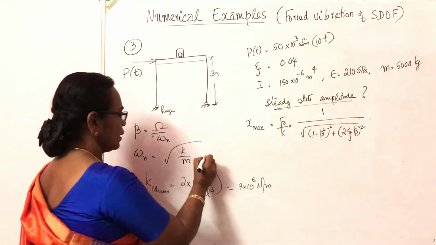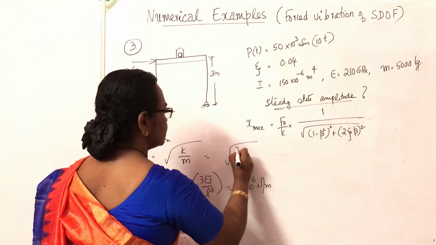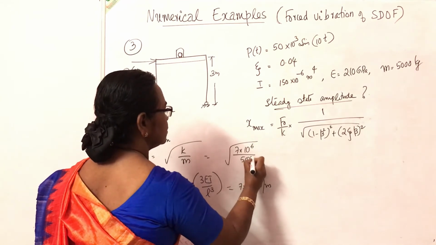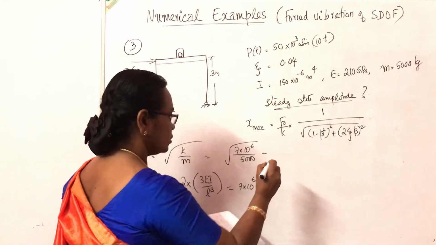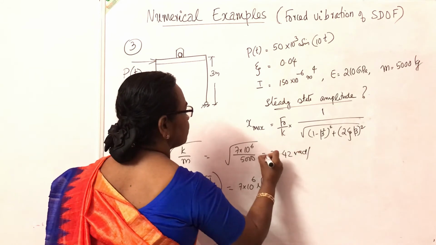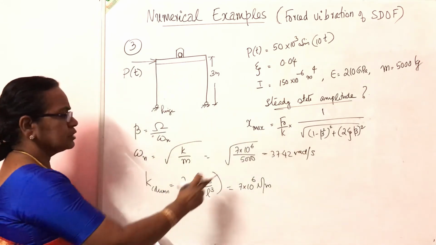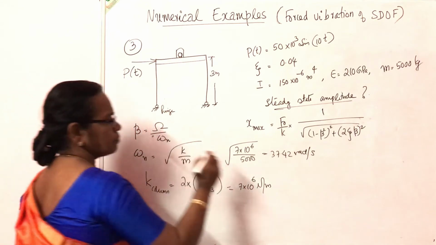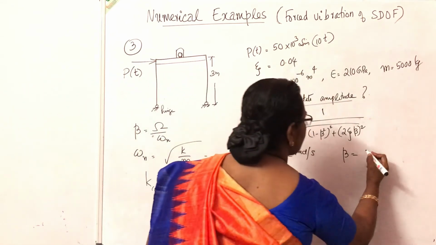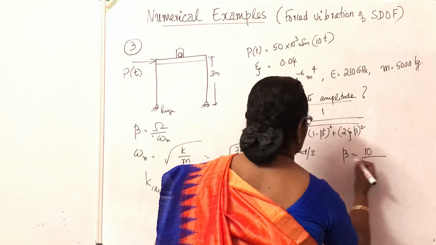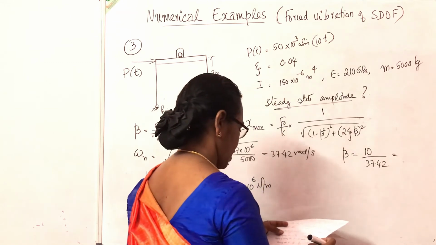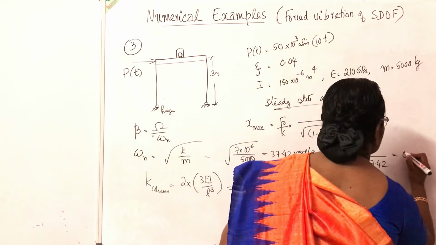So we can calculate omega as root of 7 into 10 raised to 6 divided by the mass 5000, which will work out to 37.42 radian per second. So we got the natural frequency. So we can get beta, the frequency ratio, beta is equal to Omega bar by omega. Omega bar is 10 and omega is 37.42. So the value of beta is 0.2673.